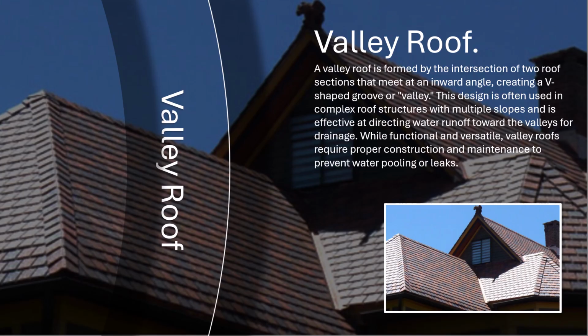Valley roof. A valley roof is formed by the intersection of two roof sections that meet at an inward angle, creating a V-shaped groove or valley. This design is often used in complex roof structures with multiple slopes and is effective at directing water runoff toward the valleys for drainage. While functional and versatile, valley roofs require proper construction and maintenance to prevent water pooling or leaks.